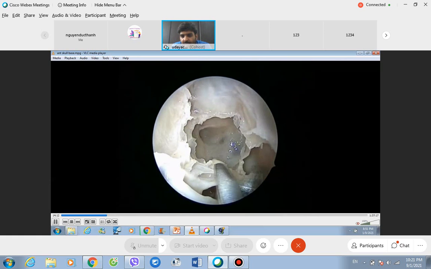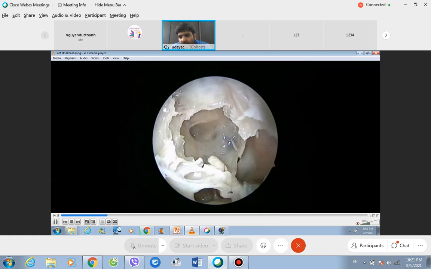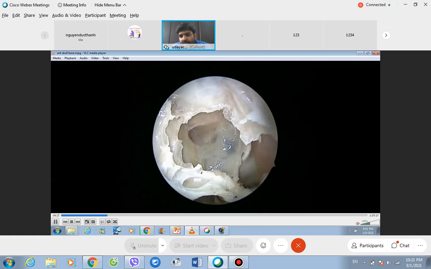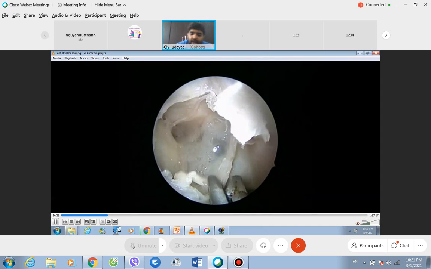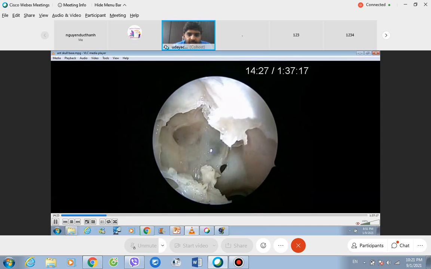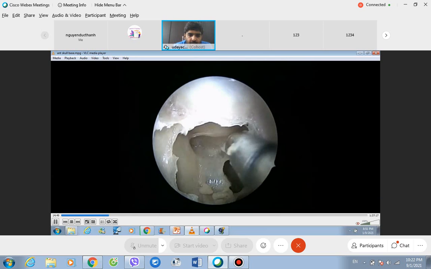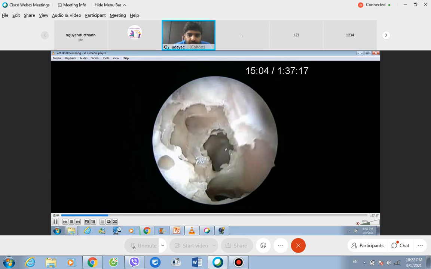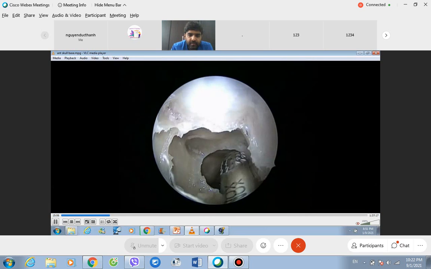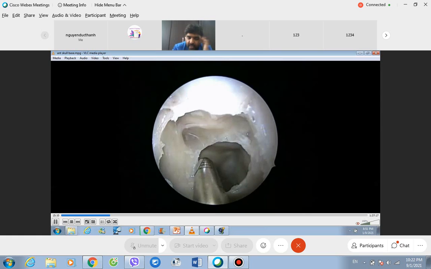We have already had a small glimpse of the sphenoid os on the anterior face of the sphenoid, and now as we proceed posteriorly, we can have a clear picture of the same. Once that is seen, it is a matter of time to widen it, and further widening it. This is the right-sided sphenoid sinus.